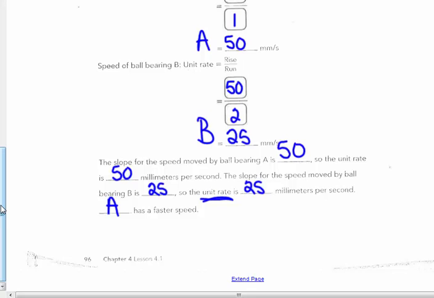Unit rate, y over x. Y over x equals k, that constant of proportionality called the unit rate.